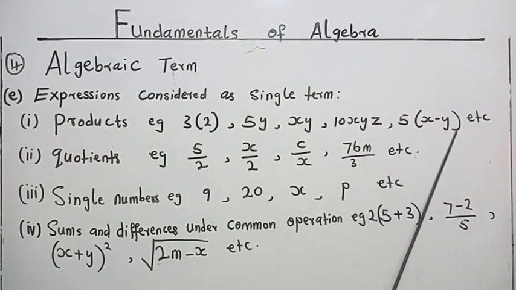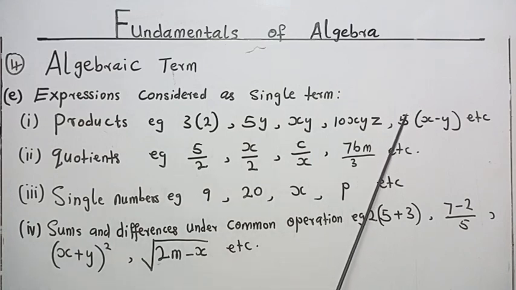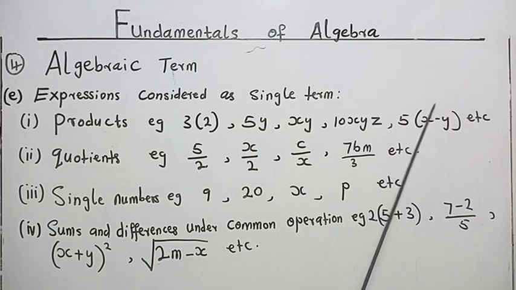A bracket is considered as one number and then 5 times the bracket. So even if we don't come to number 4, we can still conclude that this is one term because it depicts a product, 5 times whatever the bracket contains, and so on and so forth. Just know that each time you see a product, you should consider it a single term.